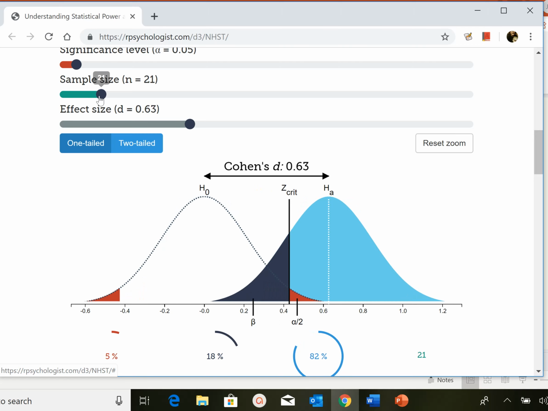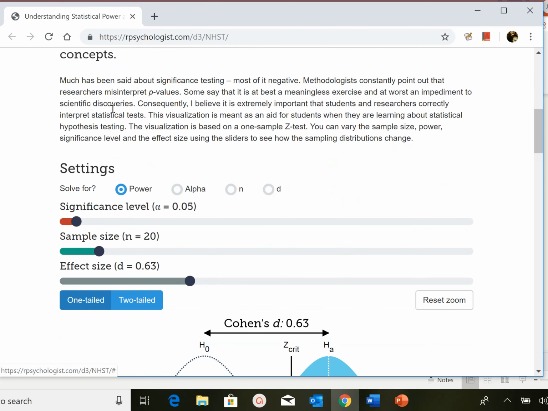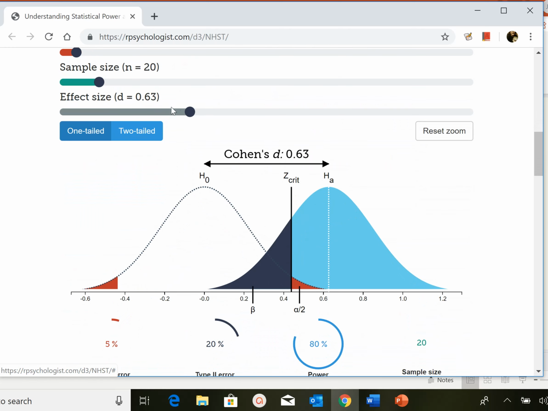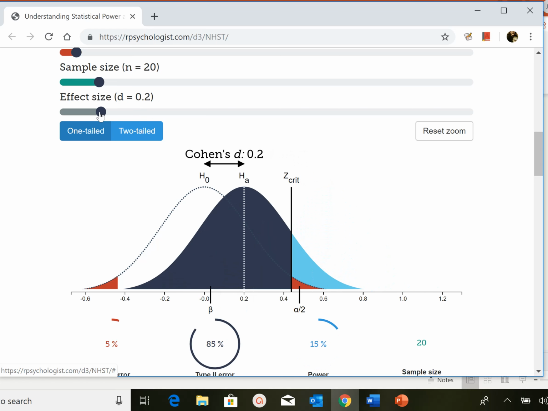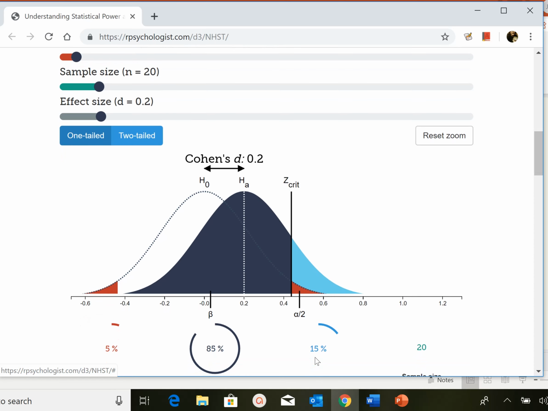So let's bring this back down to 20, and let's see what happens if we have a smaller effect. If we had a smaller effect size, let's say around 0.2, we see that now it's much harder to detect an effect. So 15% power would not be sufficient. We would not want to run that study. So in order to have more statistical power in this situation where it's a rather small effect that we're trying to detect, we would need to have a larger sample size.